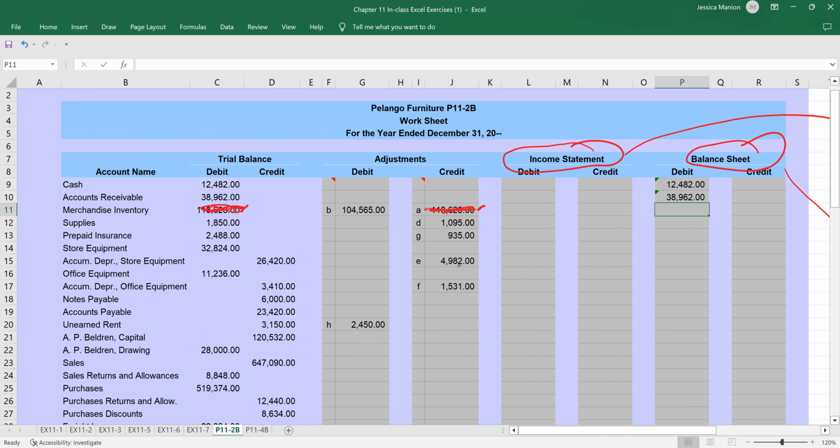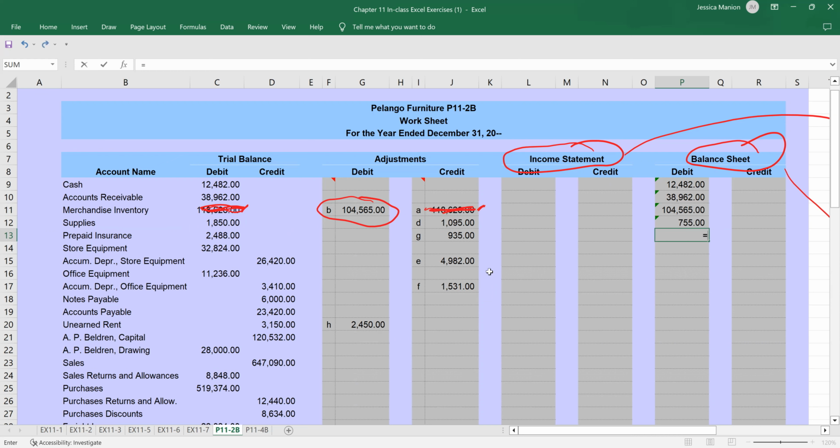And so what we need to carry over is this actual amount, which equals our 104,565. That's what will be on the balance sheet, the correct or actual amount. Okay, supplies did have an adjustment. Supplies had a debit balance of 1,850. We credited or subtracted 1,095. So supplies is down to 755.